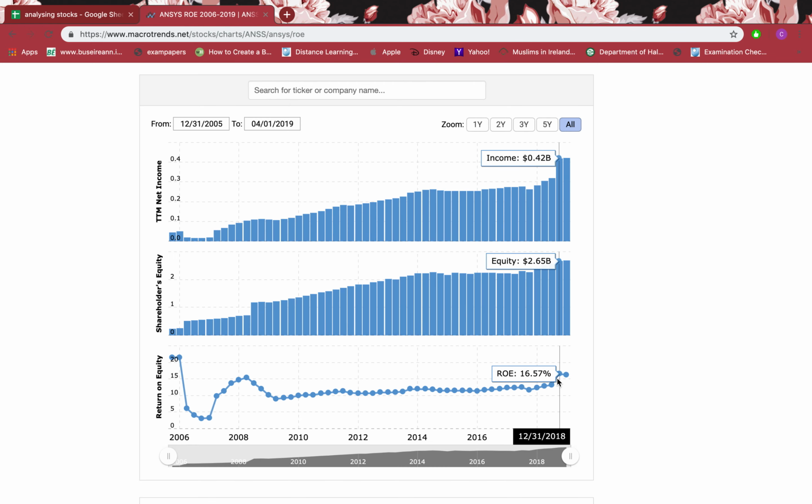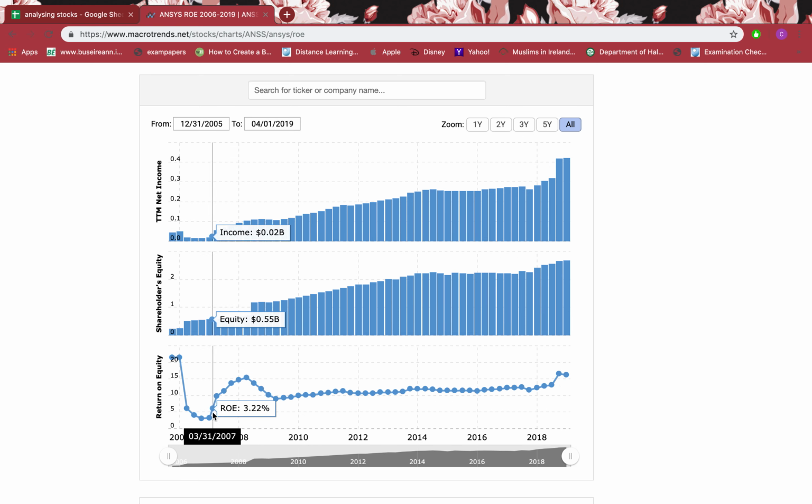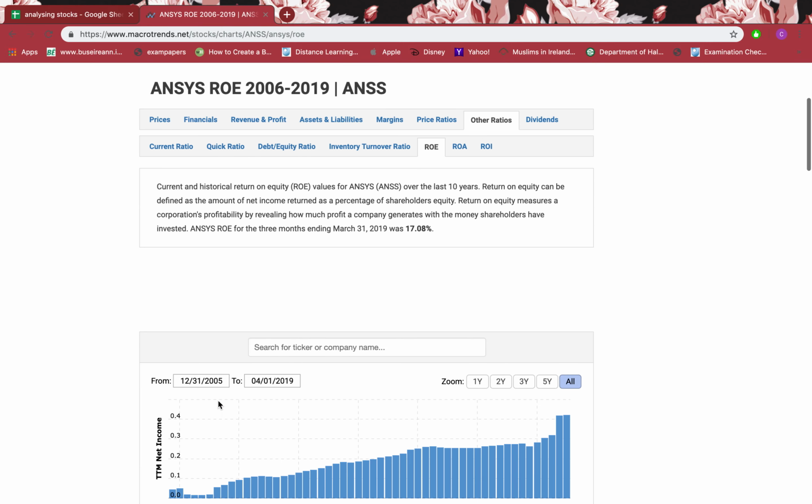It is more than 8%, and previously as well, consistently more than 8%. Yes, so since 2007 up till now, it's like 12 years. Consistently, it has been more than 8%. So it is a brilliant stock.